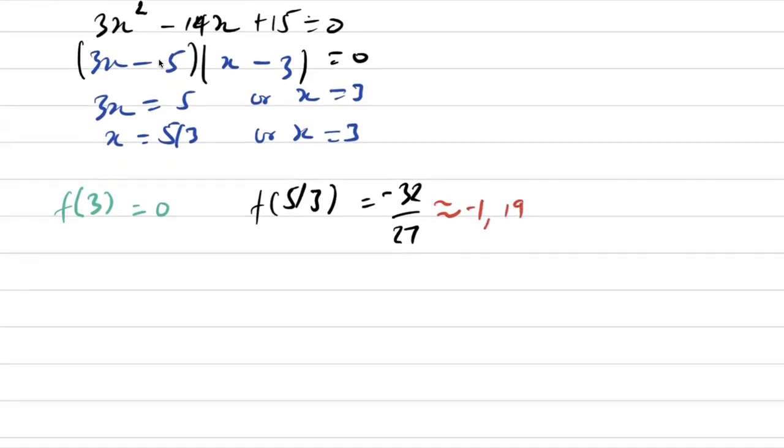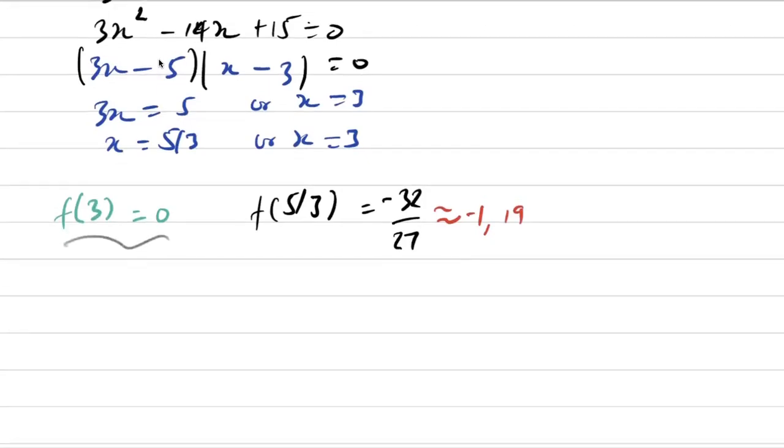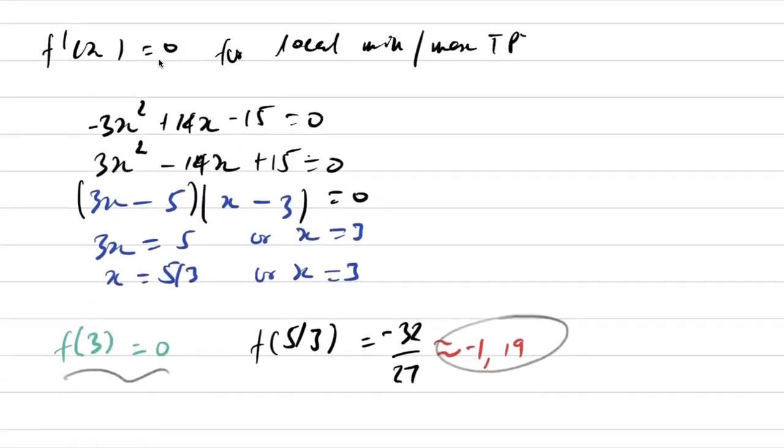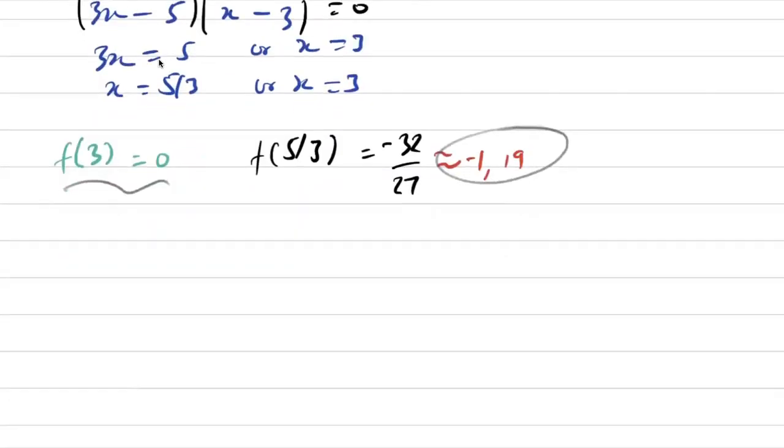So between negative 1 and negative 2. I mean, it depends on the way you're looking at it, right? Sure. You're right, between negative 1 and negative 2. Okay. So we use the second derivative test to find the maximum or minimum turning point.